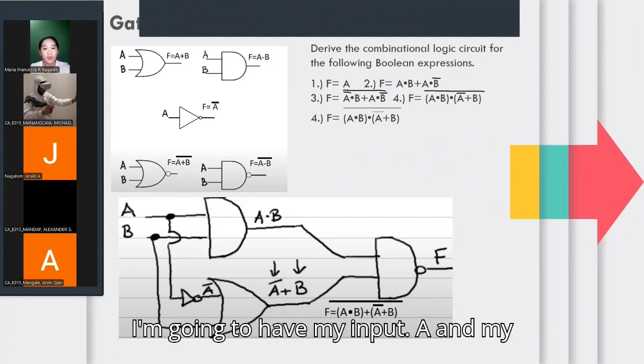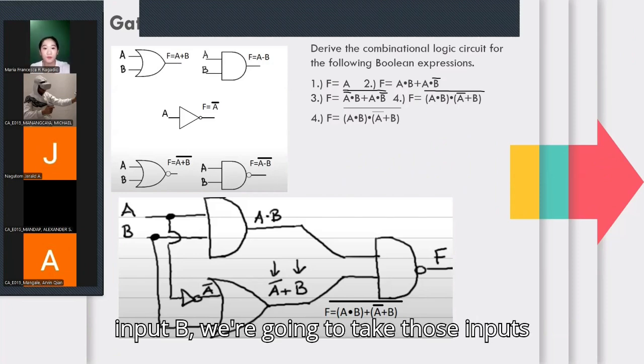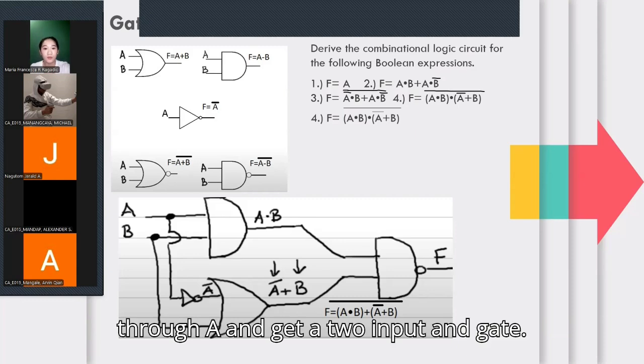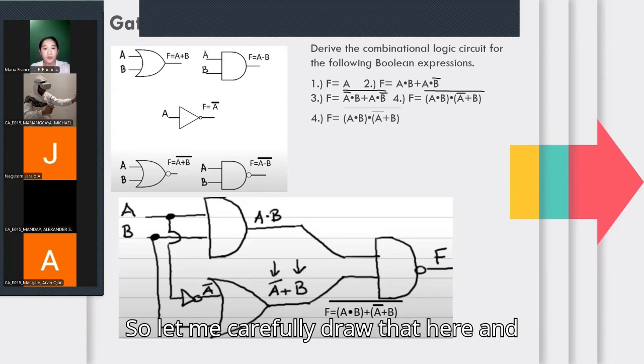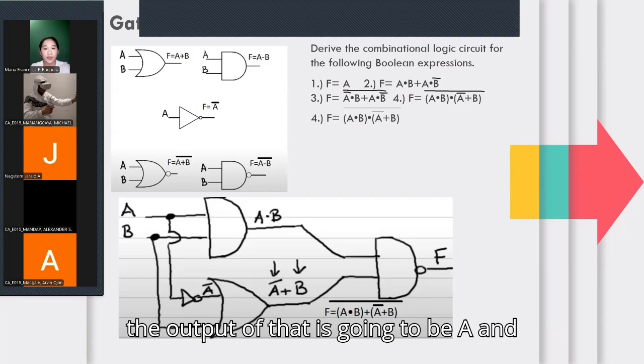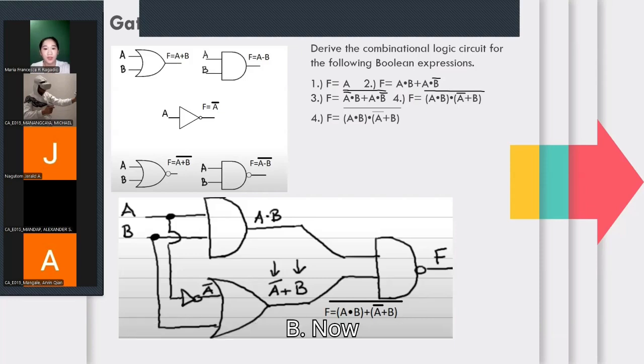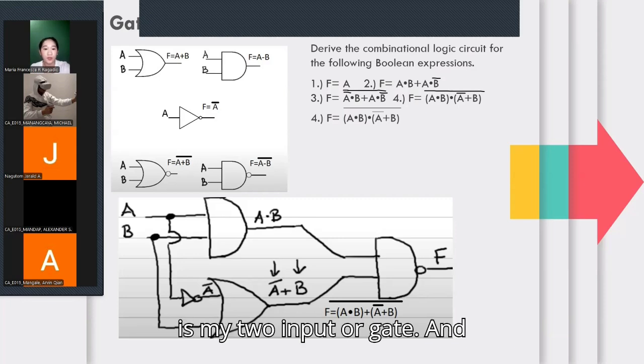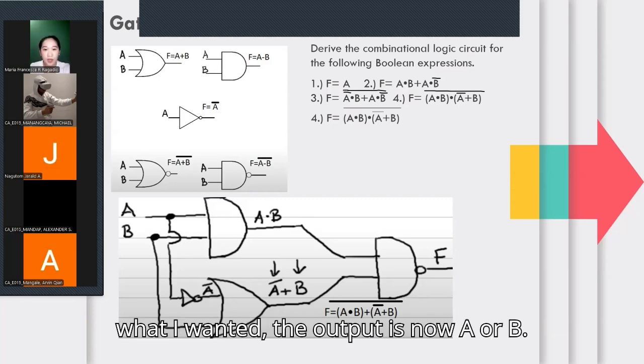I'm going to have my input A and my input B. We're going to take those inputs through a two-input AND gate. So let me carefully draw that here, and the output of that is going to be A AND B. Now the other expression is going to be produced by a two-input OR gate. So this is my two-input OR gate, and the output is now A OR B.